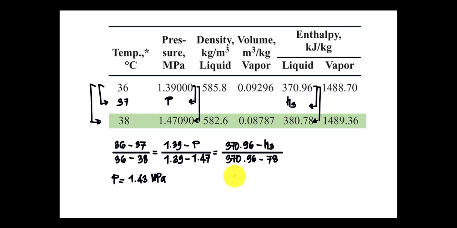Now for the enthalpy, again, disregard this one. So we'll be using this one. So we have now the enthalpy. We have the value of 375.87. So the units now is kilojoule per kilogram.